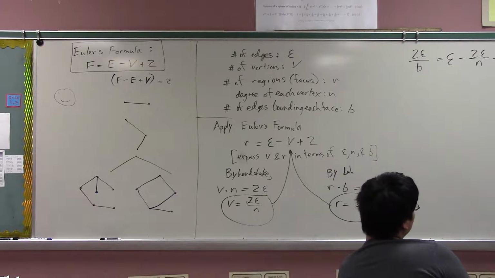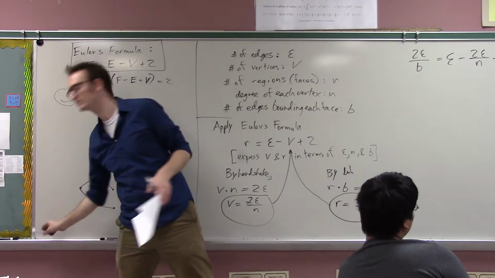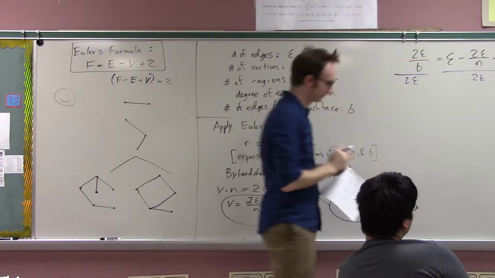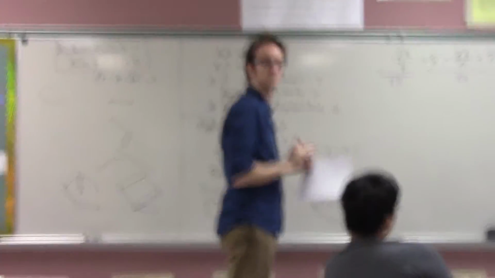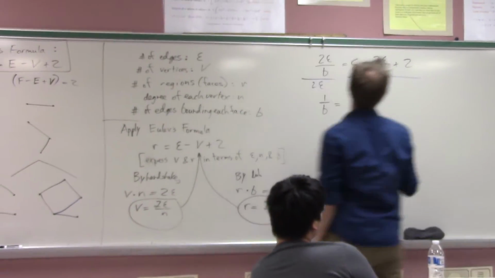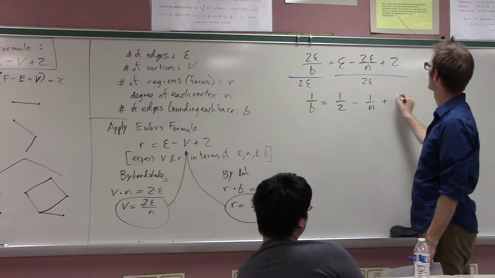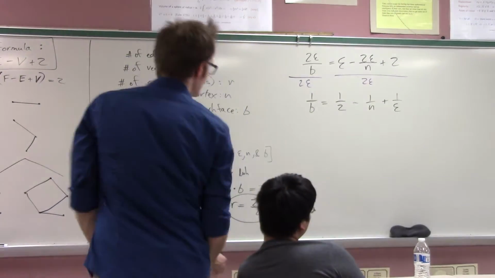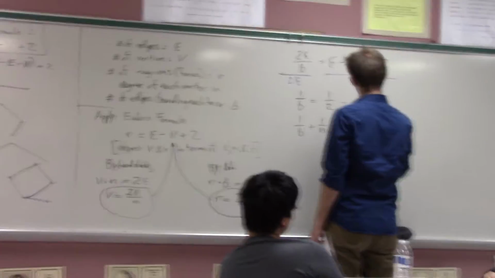So I'm going to divide through, okay, this is not obvious, but Gossett says, just do it. Divide through by 2 epsilon. I think you guys can handle this advanced algebra 1 type problem. So we get 1 over B equals 1/2 minus 1 over N plus 1 over epsilon. Did I do that right? Okay, and let's just make everything positive because that's fun. So I have 1 over B plus 1 over N equals 1/2 plus 1 over epsilon.